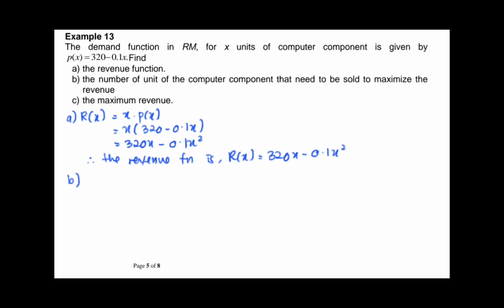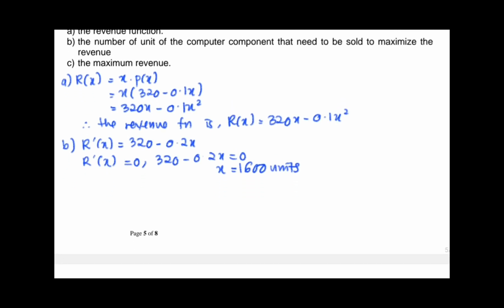For question B, the number of units of the computer component that need to be sold to maximize the revenue. So the maximum revenue is given when the marginal revenue, which is R prime, equals 0. So what is our R prime? We differentiate the revenue function to get our R prime. We will get 320 minus 0.2X. So when R prime equals 0, 320 minus 0.2X equals 0, then X equals 1,600 units.